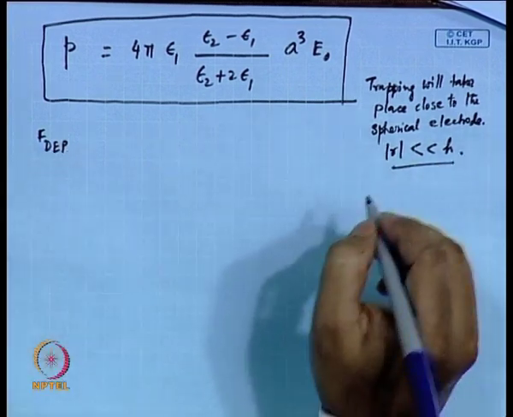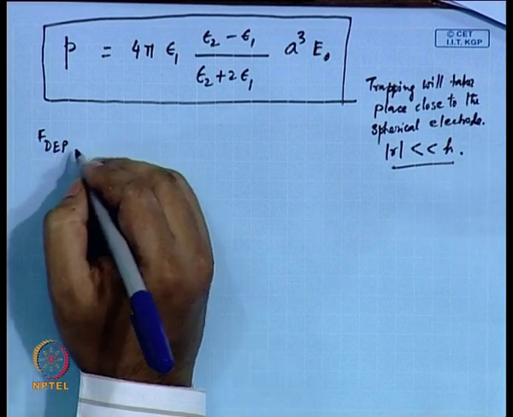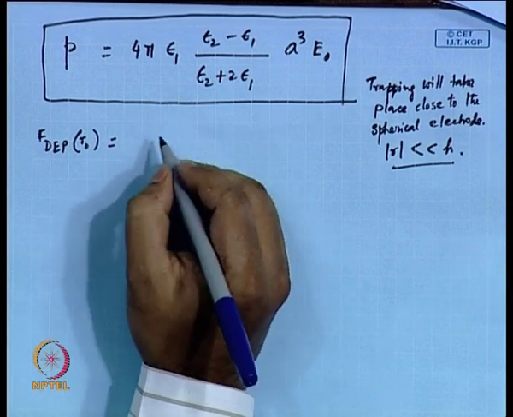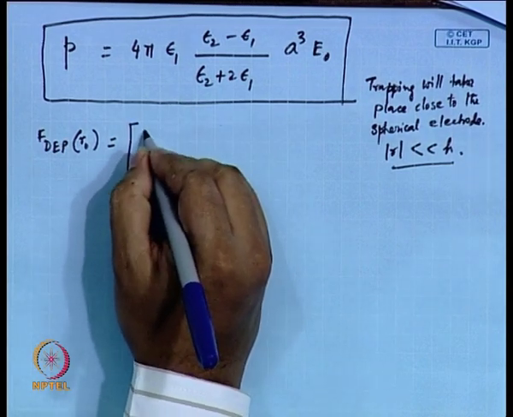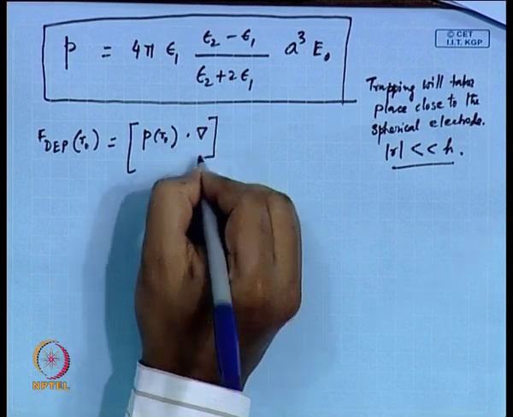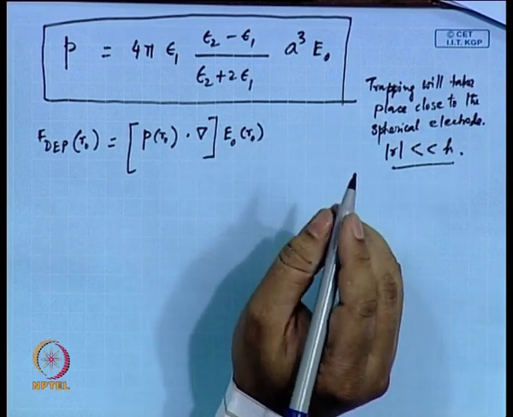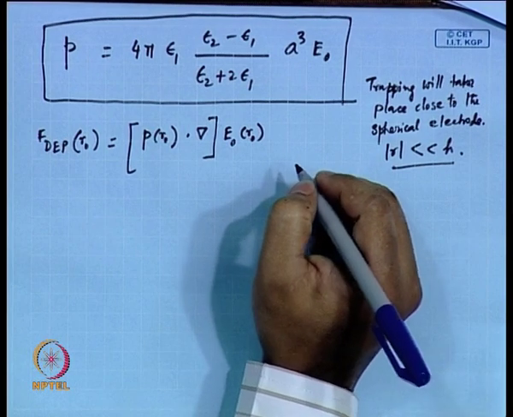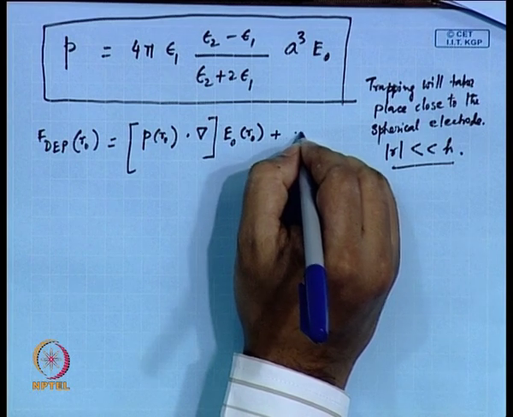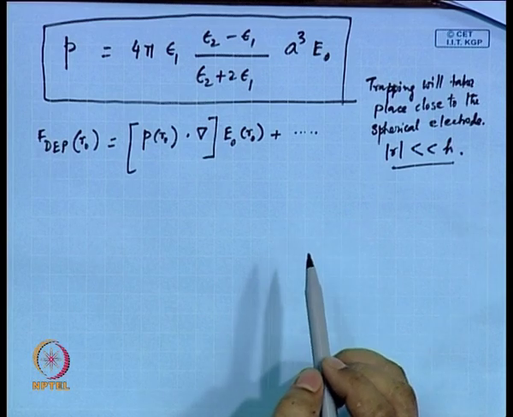So, what you write here is F DEP at R0, that is equal to P of R0 dot delta into E0 at R0, plus there are other higher order terms that you are not considering.